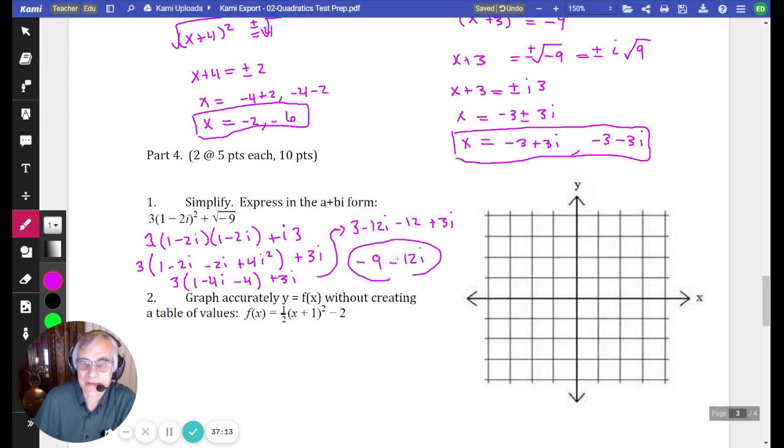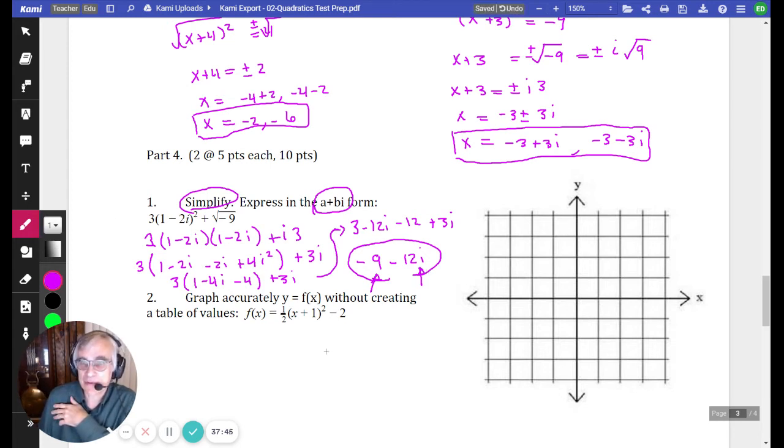So that is a simplified version of the original expression with any squared i's converted into their real format. So this is a complex number expressed in the a plus bi form. So we've written it with the real part first and the imaginary part second, just a convention.